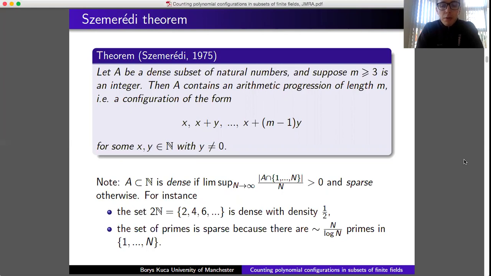From the prime number theorem, we know that there are roughly n over log n primes between 1 and n. Hence, the proportion of primes in the interval from 1 to n is roughly 1 over log n. And this quantity converges to 0 as n goes to infinity. Therefore, primes form a sparse set.